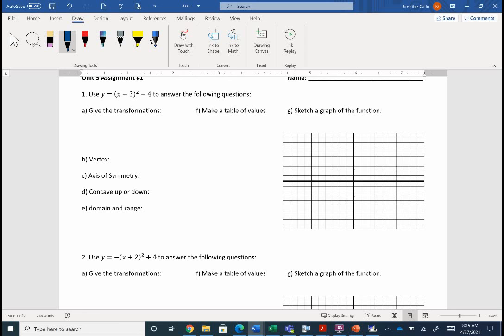Okay? And then the domain and range, again, you can pick out the range from using the vertex. So again, the only time you need to really jump to the calculator is when you go to make your table of values, and you can graph on the calculator just to double check yourself. Okay, so I'm going to go ahead and get you out assignment 1.